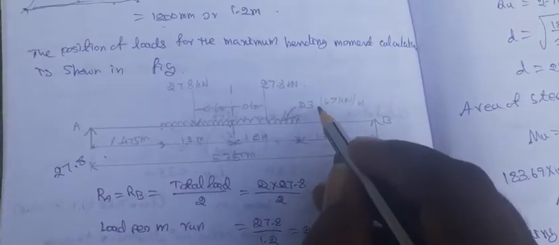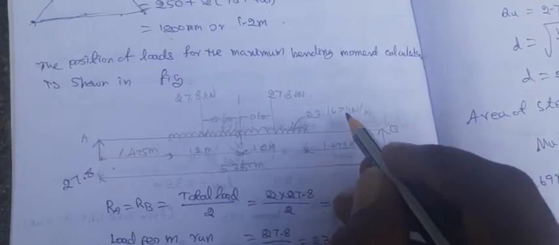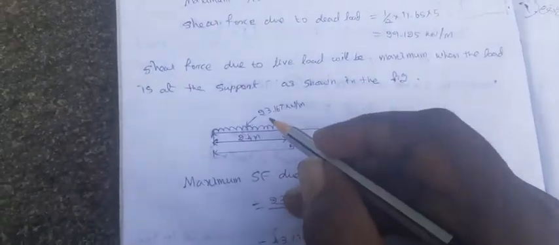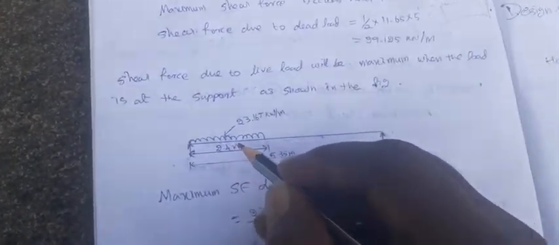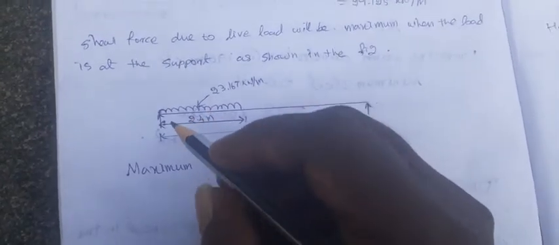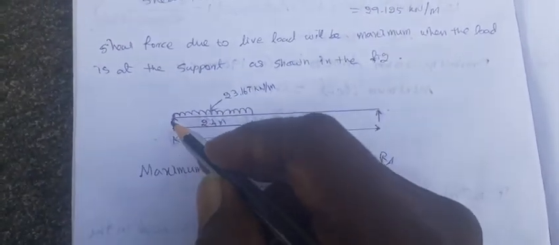Its magnitude comes around 23.167. So here I am writing, its magnitude is 23.167. So 1.2 meter plus 1.2 meter is 2.4 meter. Okay, so this is the live load.